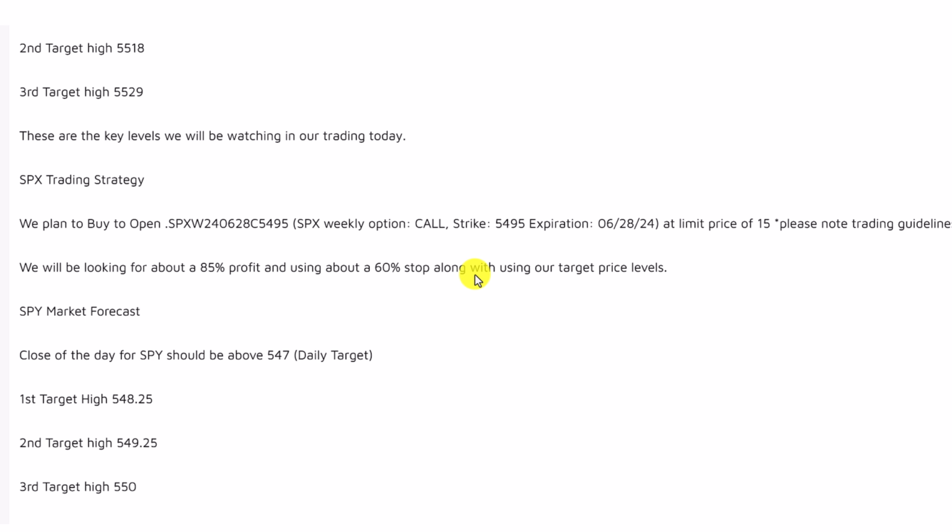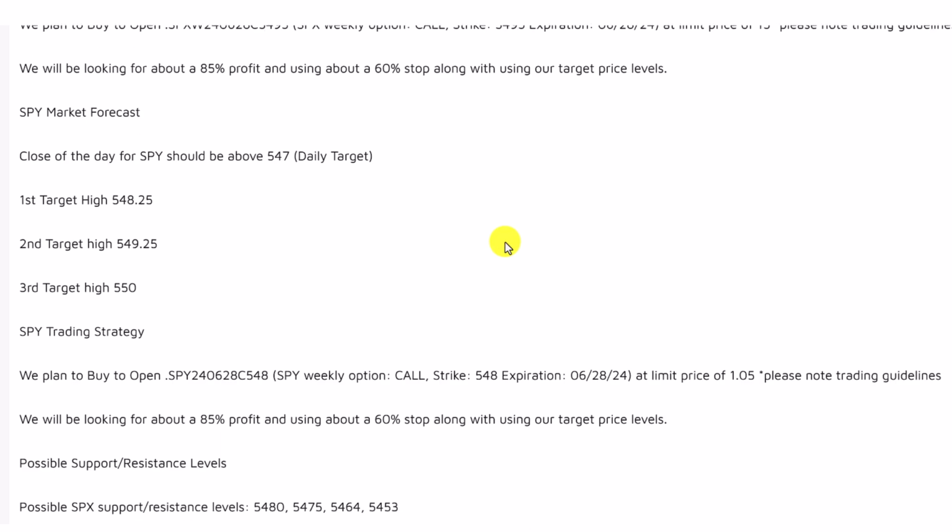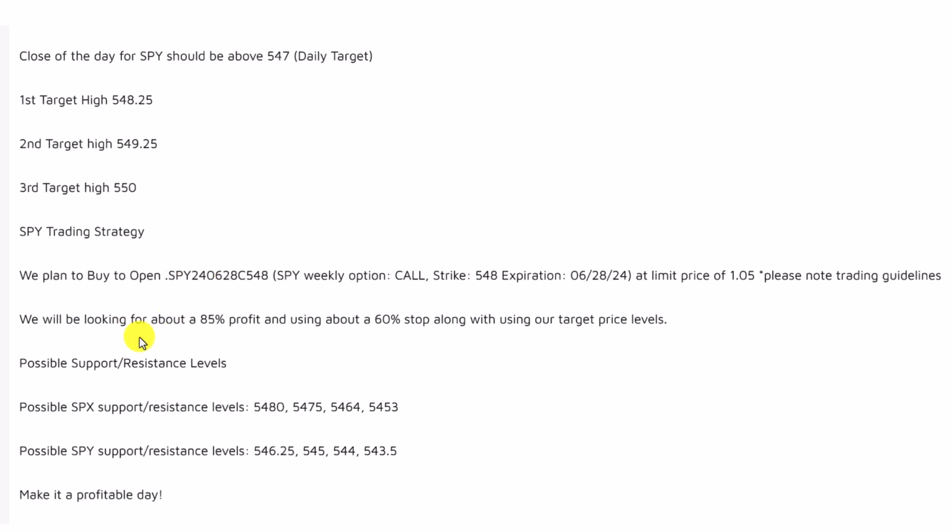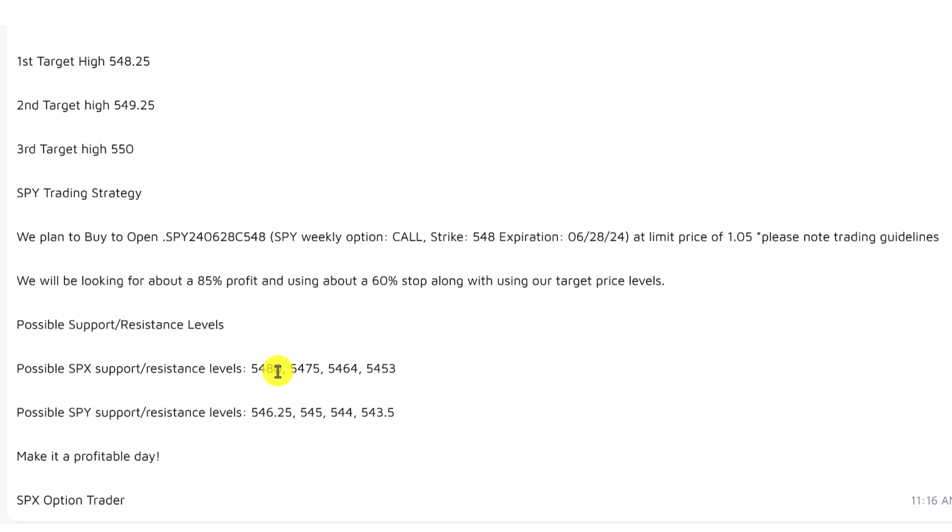Now, if you're just trading the SPX, you can stop right there and enter the information appropriately. If you're trading the SPY, we come down here and the same information is presented for the SPY. The close of the day should be above 547. That's our daily target. We give 3 target highs, and then the trading strategy for the SPY, the actual option contract, that is a call, the strike, the expiration price, and the limit price, as well as the profit target and the stop target.